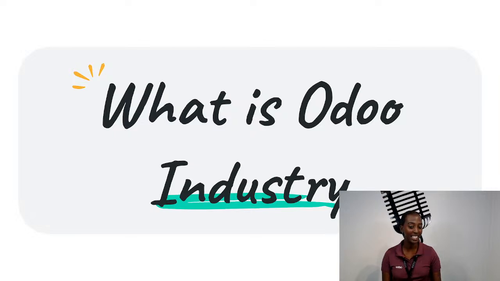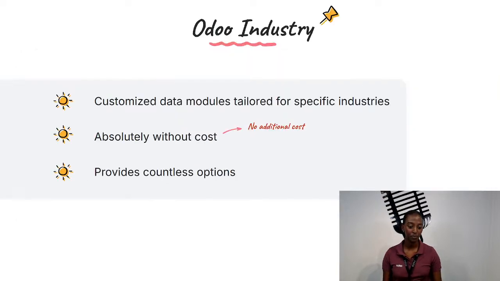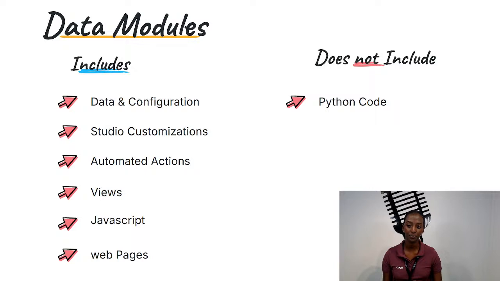So what is Odoo Industry? Odoo Industry is a data module that has been adapted for specific businesses, covering everything from sales, marketing, HR, and operations. It's completely free and can be found in your Odoo App Store. It also offers lots of possibilities of customization that you can actually do using our system.